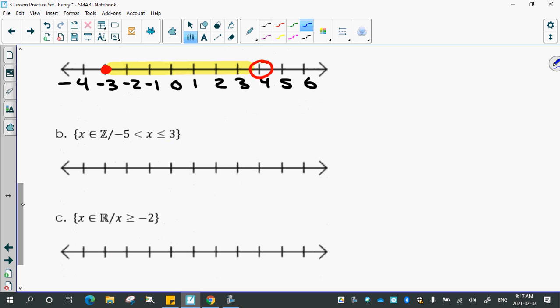So the next one, look at this. This is not an R anymore, it's a Z. Okay, so that means just integers between -5 and 3, but there's less than greater than in there. That you have to worry about, sorry, there's an equal to here, but not here.